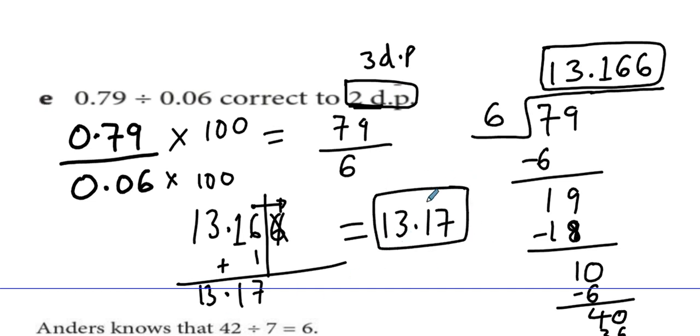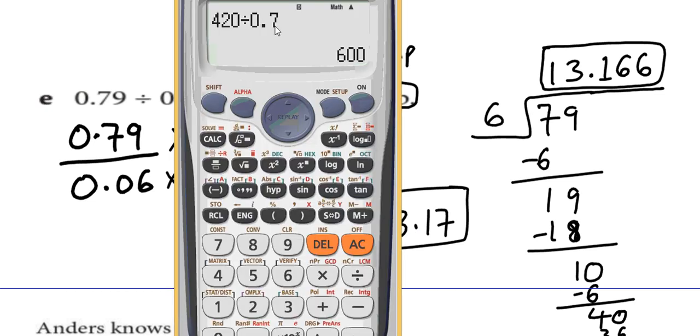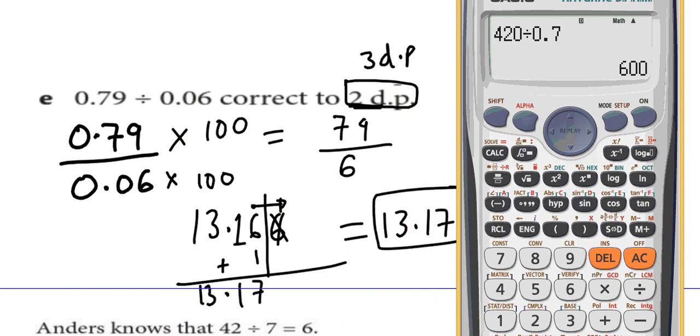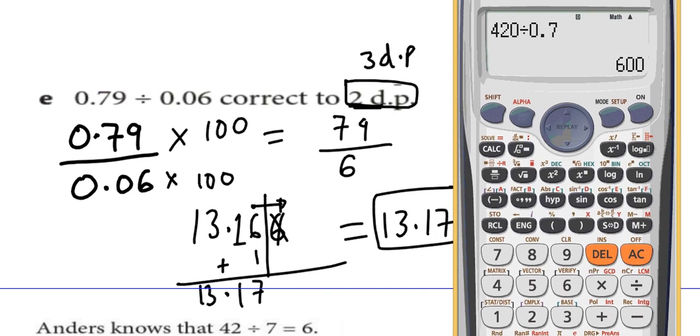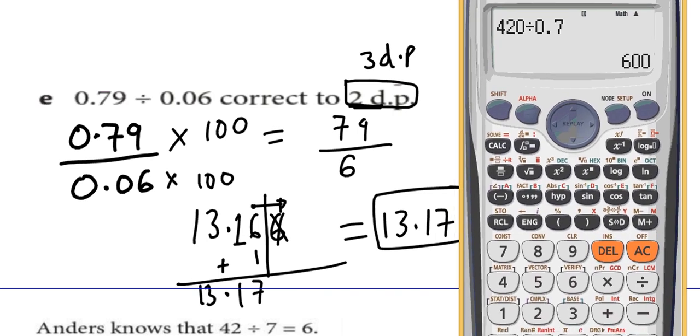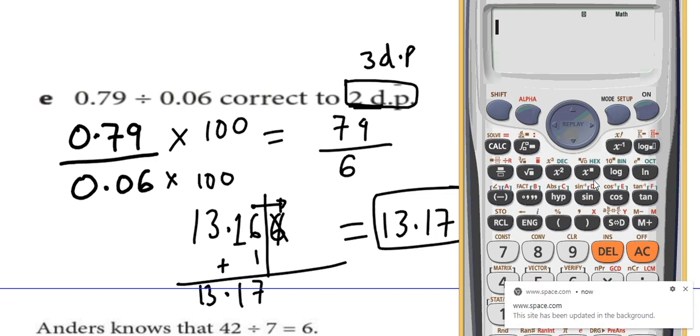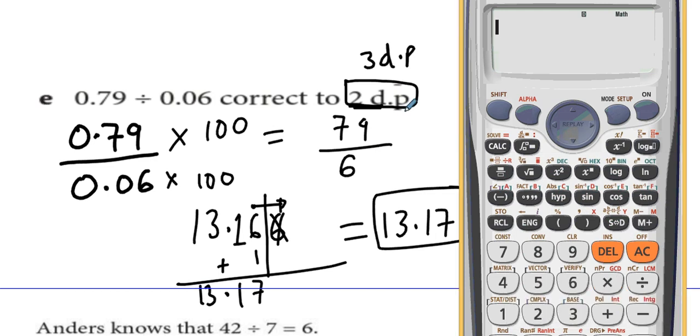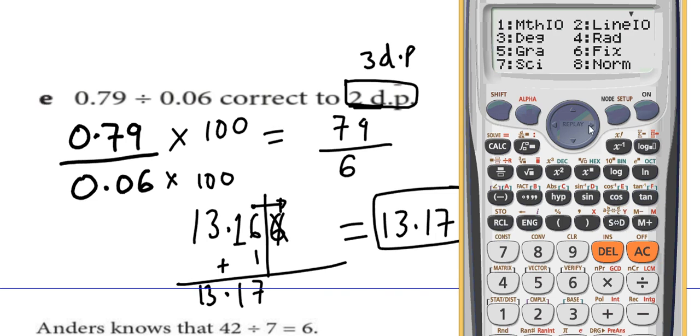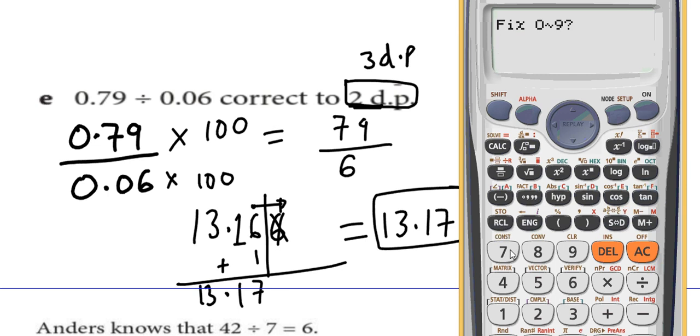Now, what do you do if you want to check your answer using your calculator? Take your calculator like this, and then you set up your calculator. You fix it to 2 decimal places. So you set up, fix your calculator. Choose the fix option. Fix your calculator to 2 decimal places.